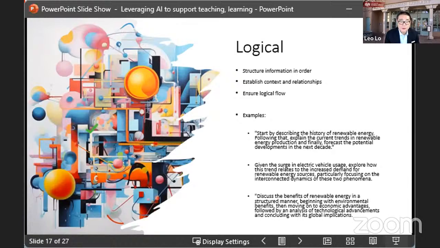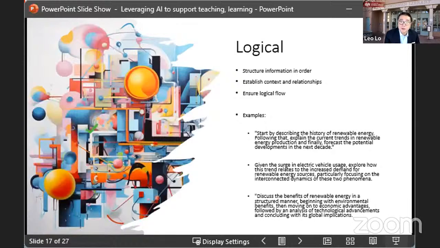So an example, where I start by describing the history of renewable energy. Following that, explain the current trends in renewable energy, and then finally forecast the potential development. Right, this guides a chronological exploration of this topic. So usually it will come back with a very clear time order structure.